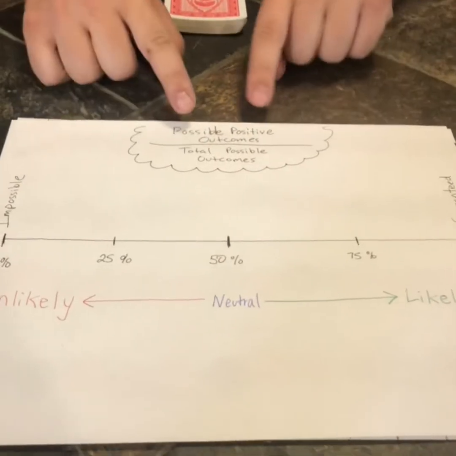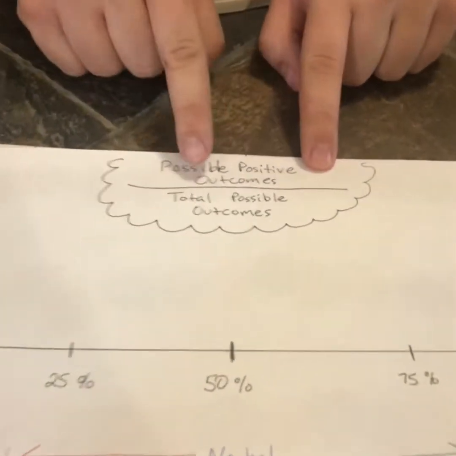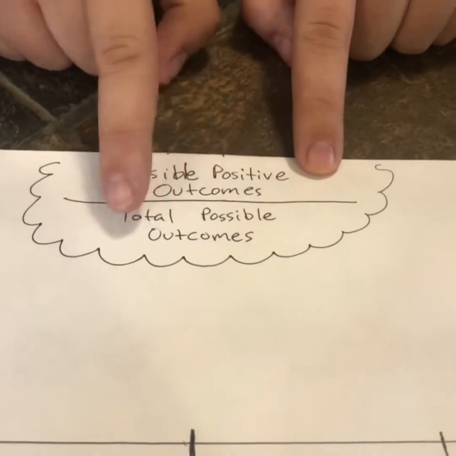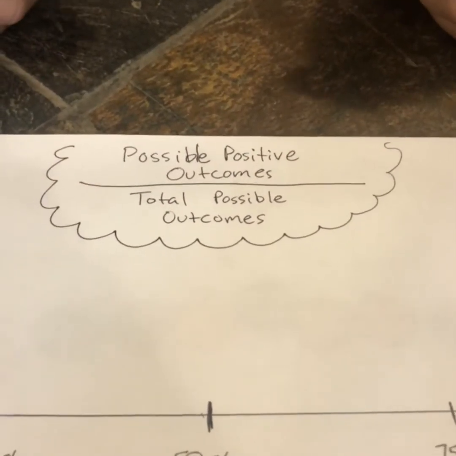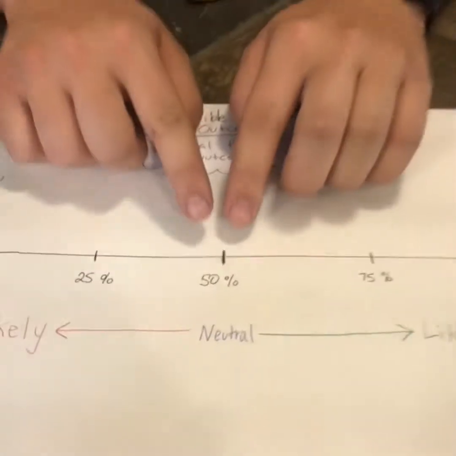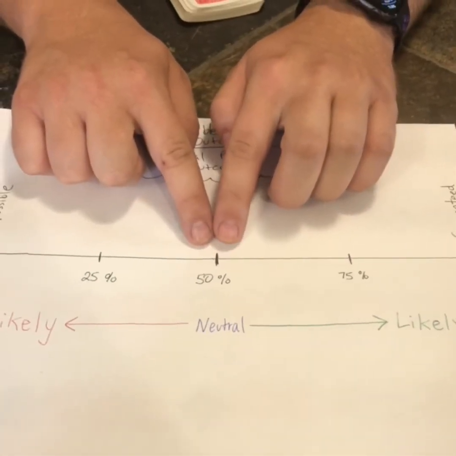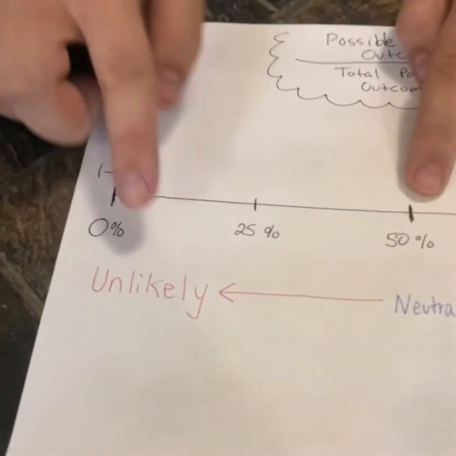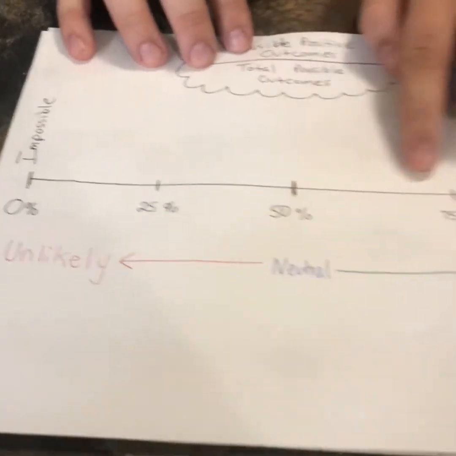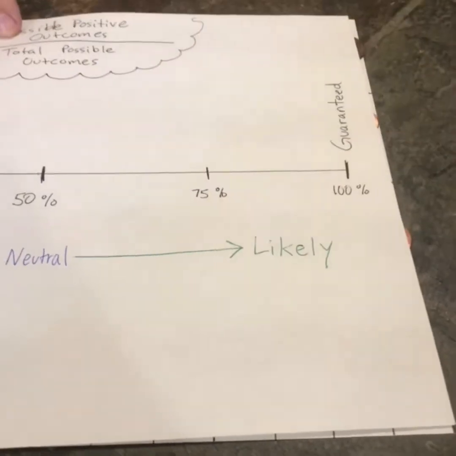I just wanted to kind of show you how probability and percentages can work in many different types of card games. Just to kind of wrap it up here, remember that probability is what you want divided by the total possible outcomes. And then when you're looking at the percentages, 50% is neutral. That means it's not likely or unlikely. It's even. Below 50% means it's unlikely. And above 50% means it is likely.